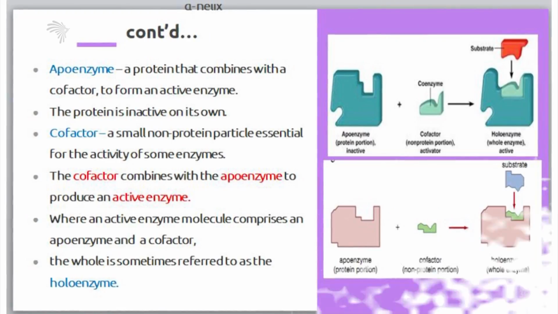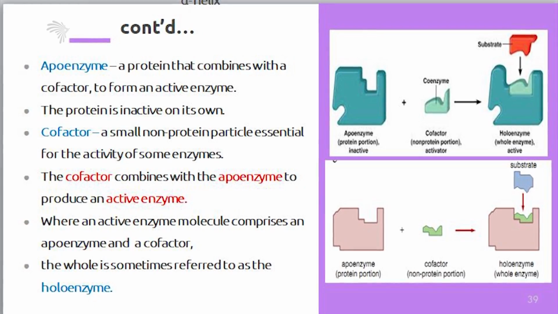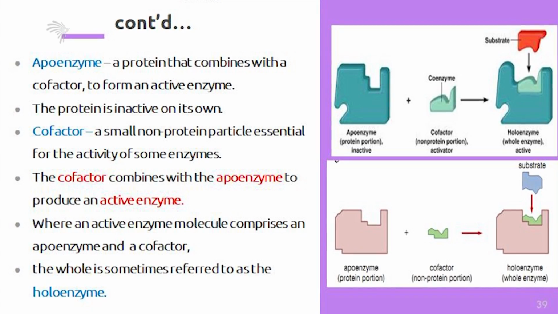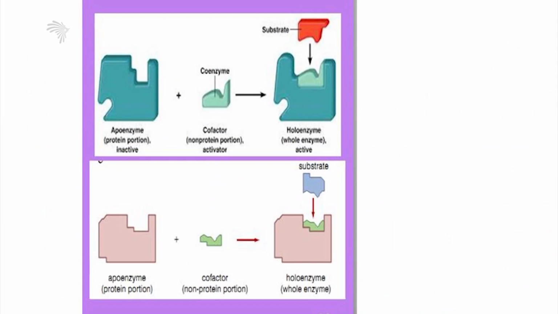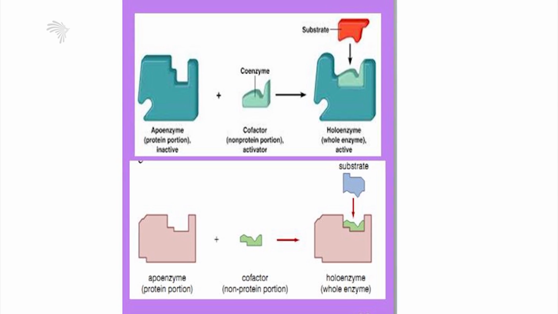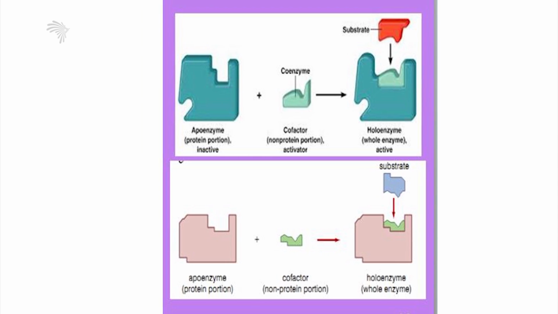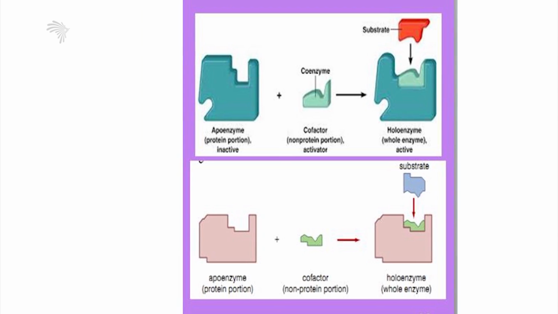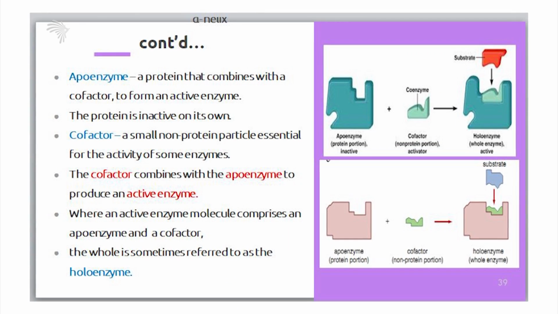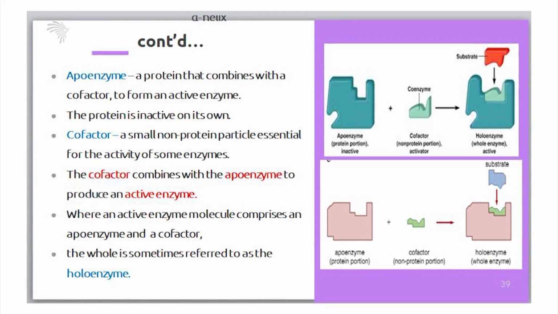The apoenzyme is the protein part of the enzyme, and the cofactors are the non-protein part of the enzyme. Together they catalyze. One without the other cannot carry out the catalytic activity of the enzyme. So this is a property of enzymes: some enzymes can use other chemical molecules to carry out the catalytic process. An apoenzyme is a protein that combines with a cofactor to form an active enzyme. The protein is inactive on its own.